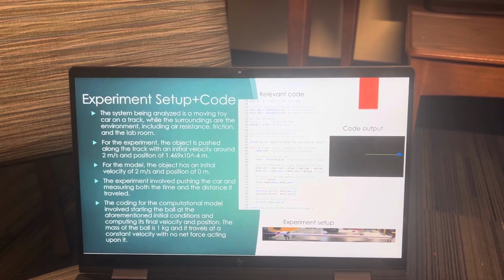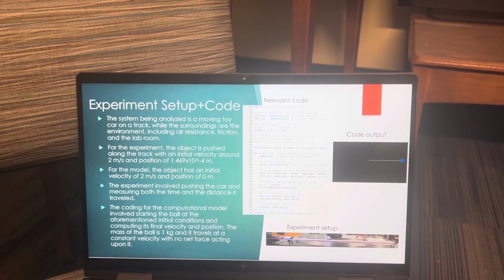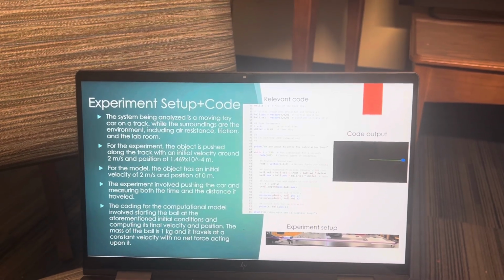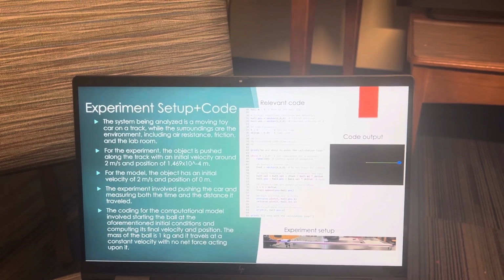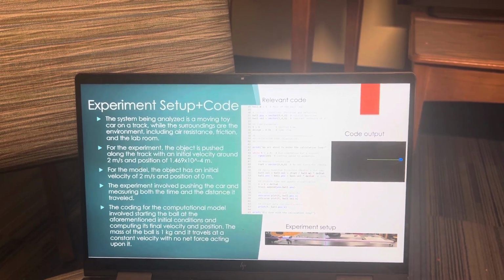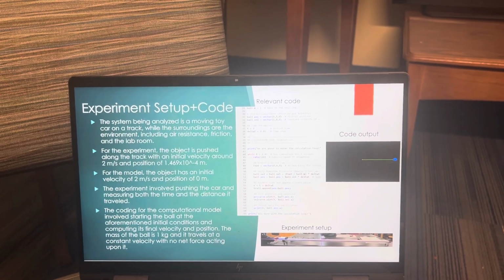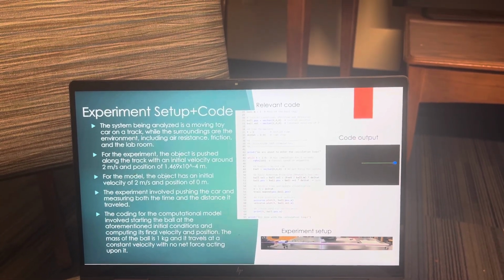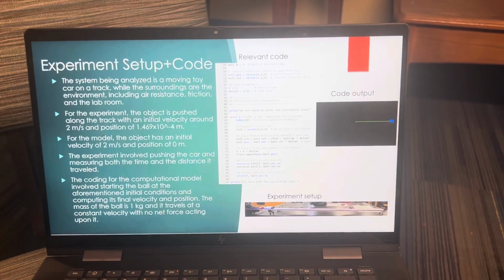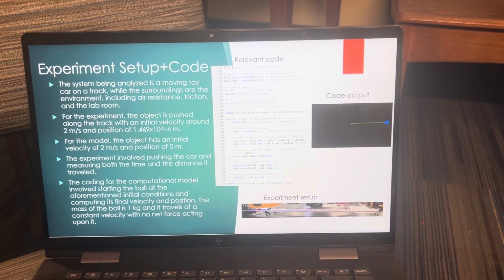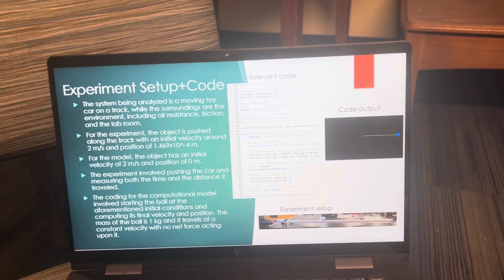For the model, the object has an initial velocity of 2 meters per second and an initial position of 0 meters. The experiment involved pushing the car and measuring both the time and the distance it traveled along the track. The coding for the computational model involves starting the ball at the aforementioned initial conditions, as well as computing its final velocity and position. The mass of the ball is 1 kilogram, and it travels at a constant velocity with no net force acting upon it because it is in a vacuum. And so this is the relevant code that was used to output the model. And then the bottom picture shows the experiment setup.